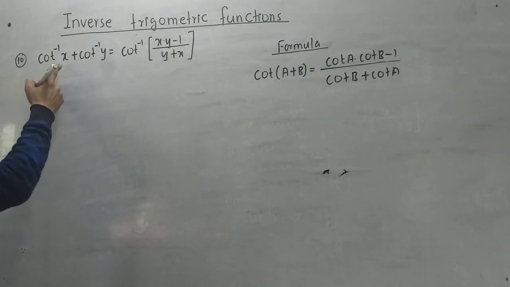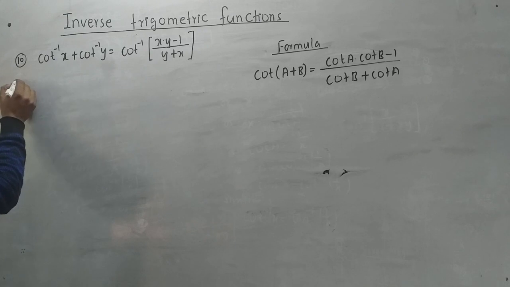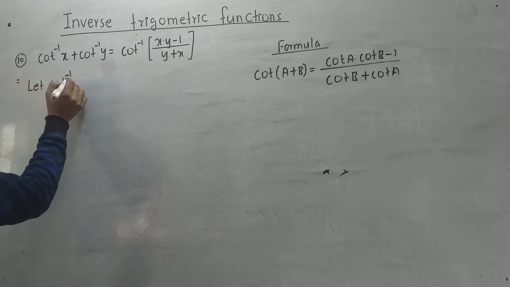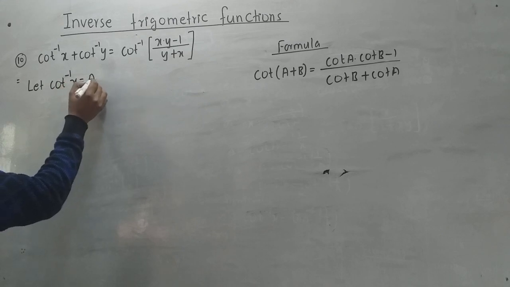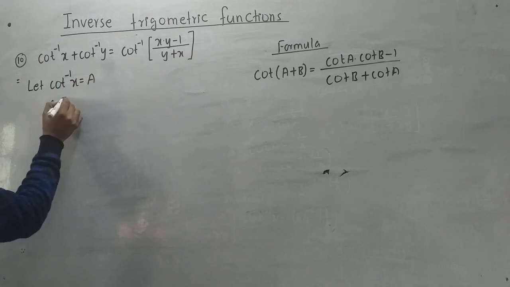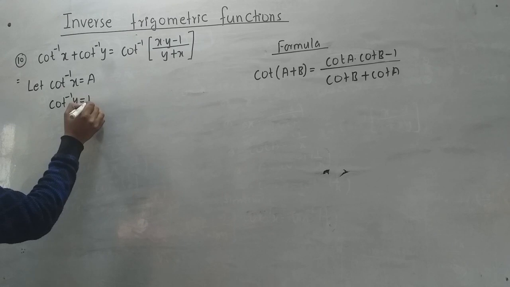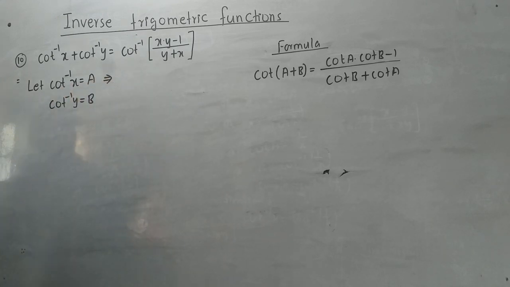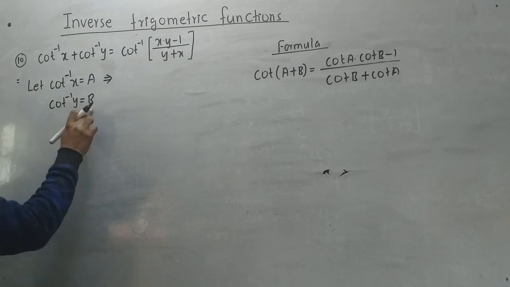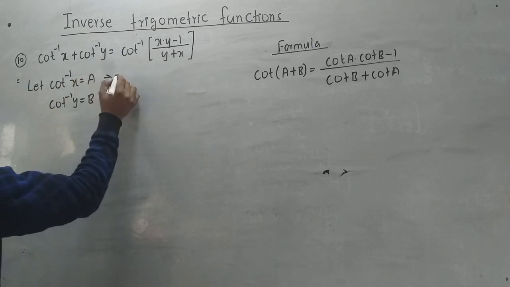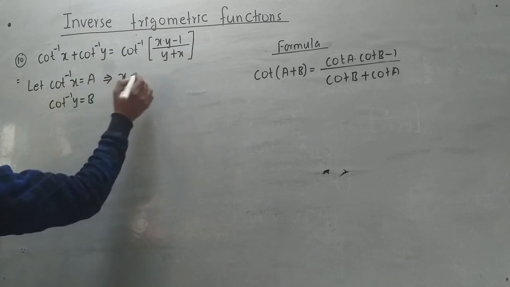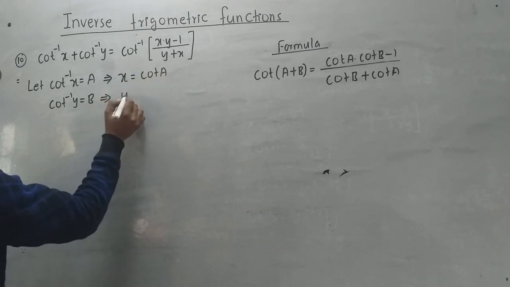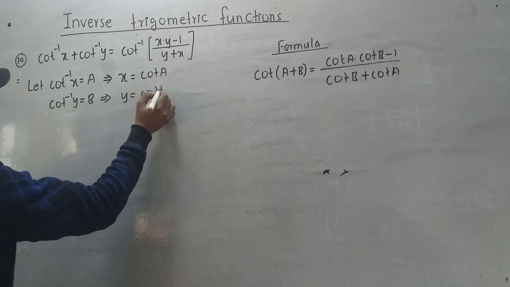So here x and y are two variables. So you need to suppose let cot inverse x equals A. Now cot inverse y you suppose that is angle B. Cot inverse x you suppose that is angle A, and cot inverse y you suppose that is angle B. Now here it is x equals cot A, y equals cot B.